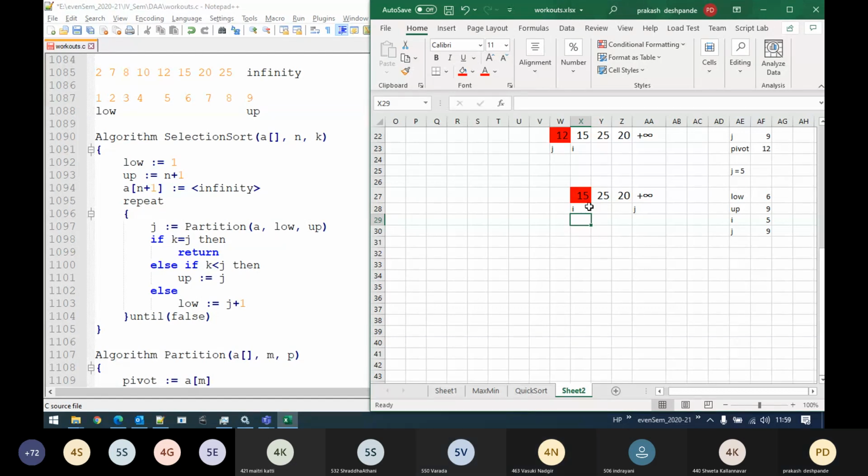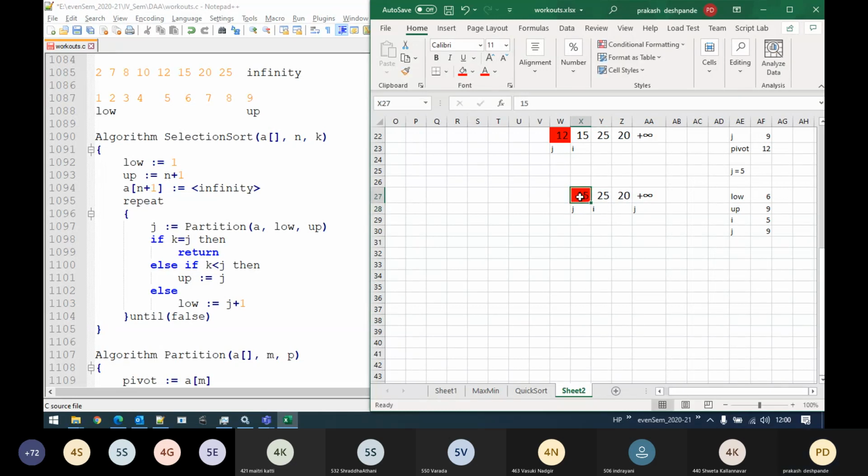Now, if you look here, I is positioned here. We need to increment I until we find an element greater than the pivot. So I will get incremented and comes here. We need to decrement J. Now, is this infinity less than or equal to 15? No. Come over here. Is this 20 less than or equal to 15? No. Come to the 25th element. Is this 25 less than or equal to 15? No. Then J will come again over here.